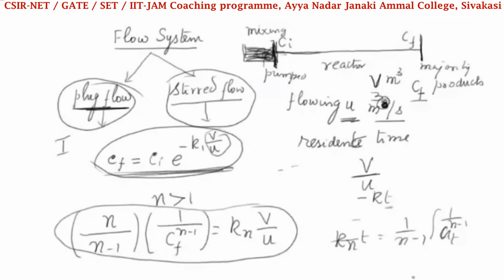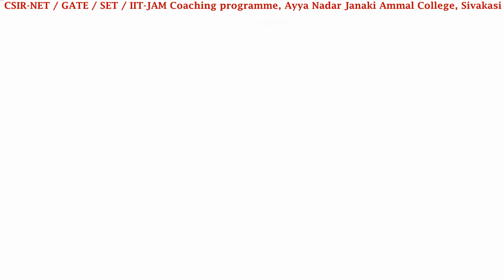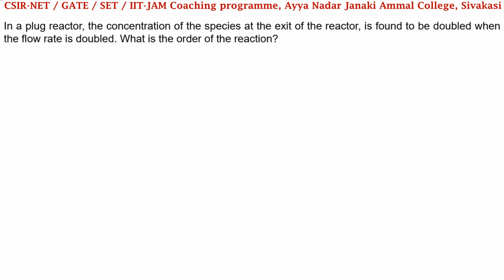Now, making use of this equation, we are going to work out one problem. Take down the problem. In a plug reactor, the concentration of the species at the exit of the reactor is going to be doubled when the flow rate is doubled. What is the order of the reaction? We will do the problem next time. In the meanwhile, we will do another problem.